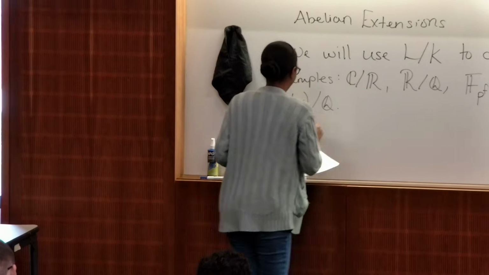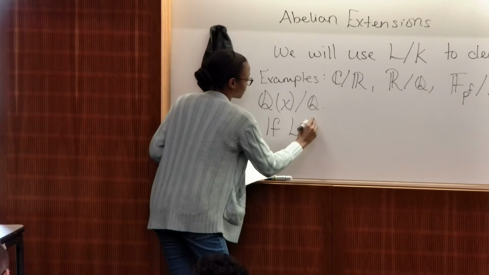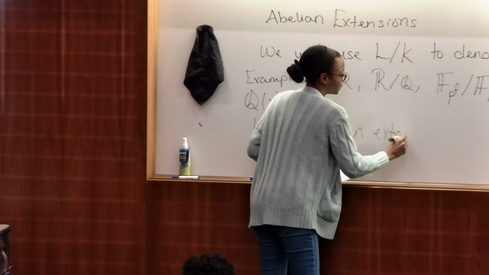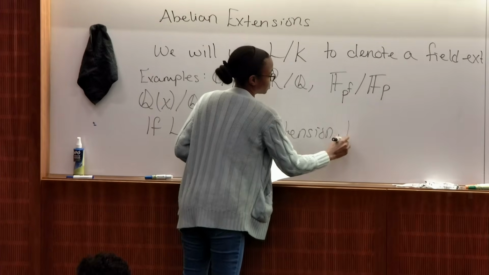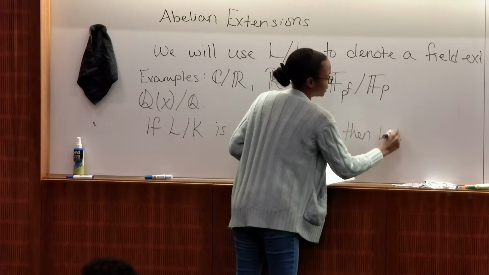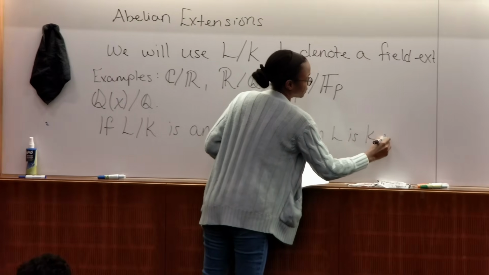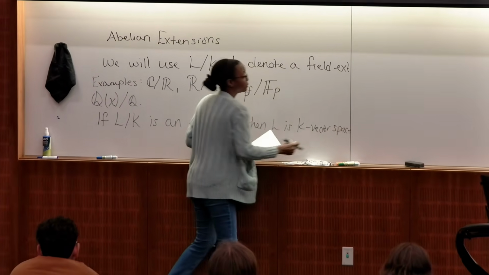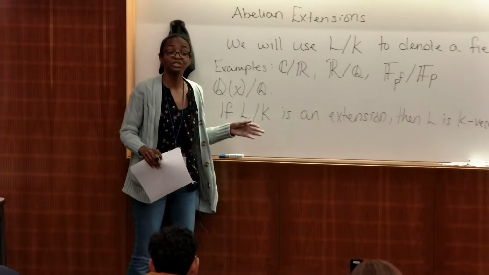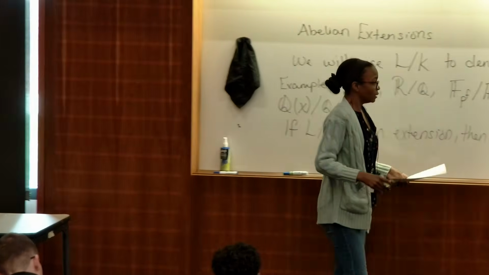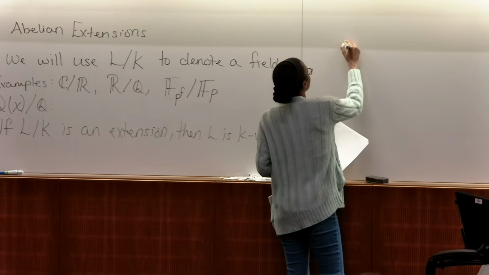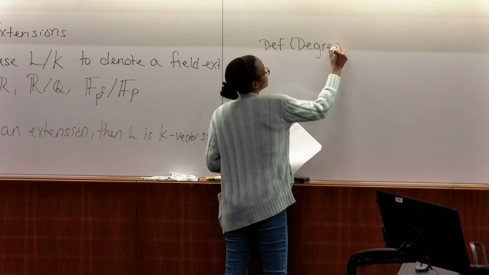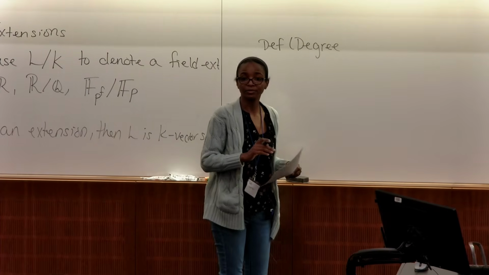And if we have an extension of fields, then L is a K vector space, which means that we can talk about the dimension, although the dimension need not be finite. Okay. And so our first definition is the degree of the extension, which is just the dimension of L as a K vector space.